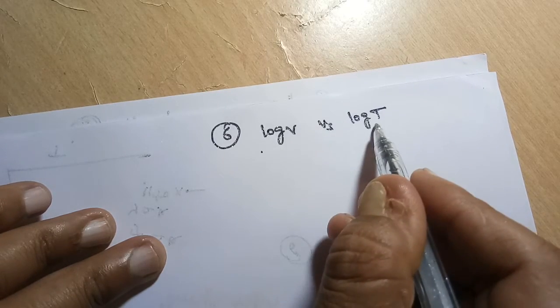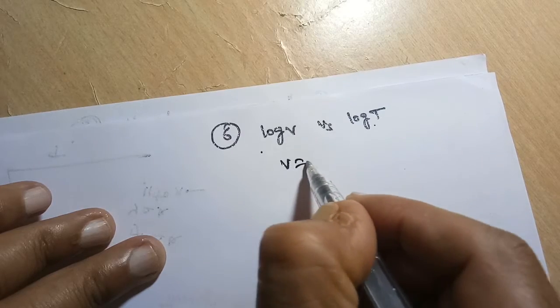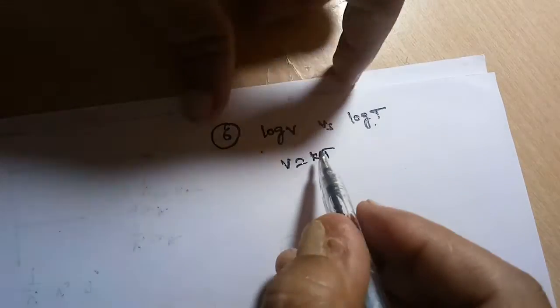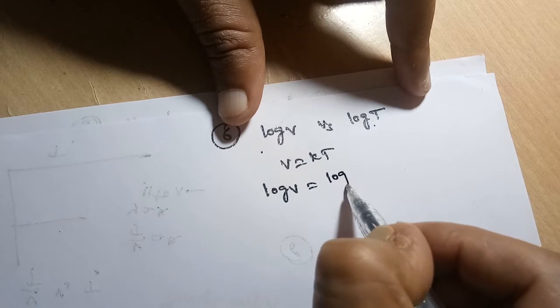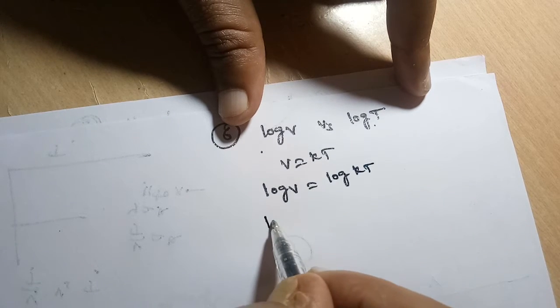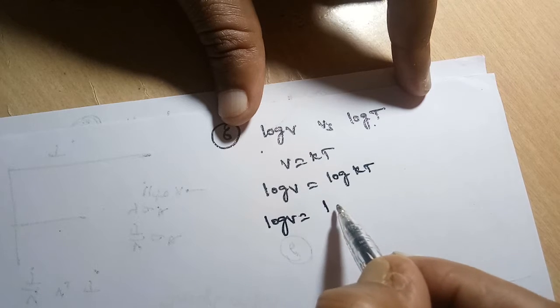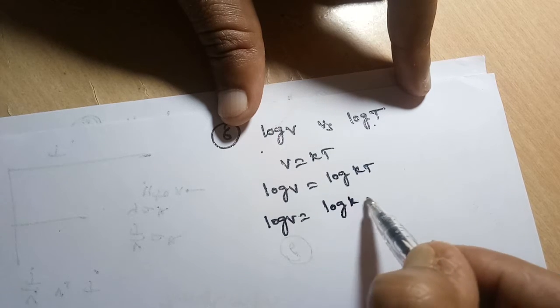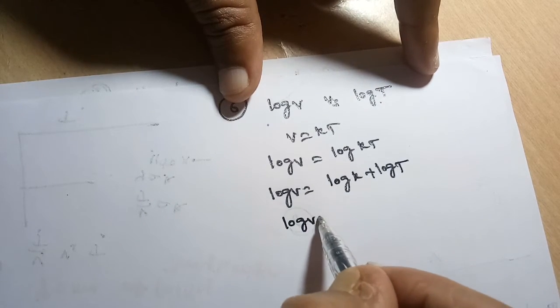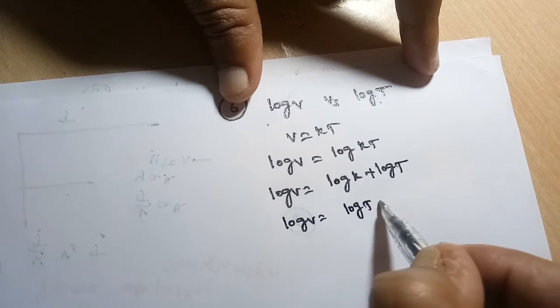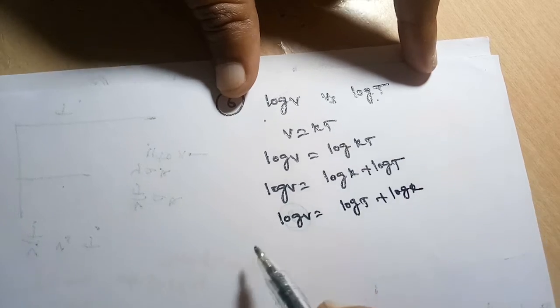Next is log V versus log T. We have the relation V is equal to KT. Taking logarithm on both sides, log V is equal to log KT. Since log A into B is equal to log A plus log B, I am rewriting this equation as log V is equal to log T plus log K.